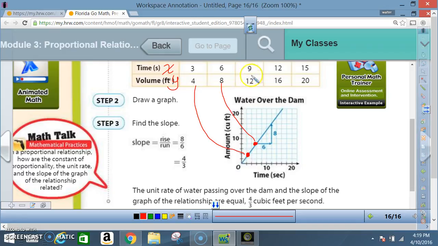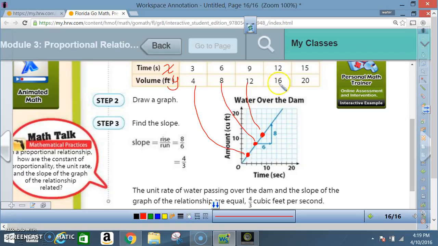Our next point, 9 and 12. X is 9, y is 12. Let me see, 2, 4, 6, 8, 10. So 9 is right there. We go up until we get to 12, and 12 is about right there. So now we're at 9 and 12. That's that point right there.